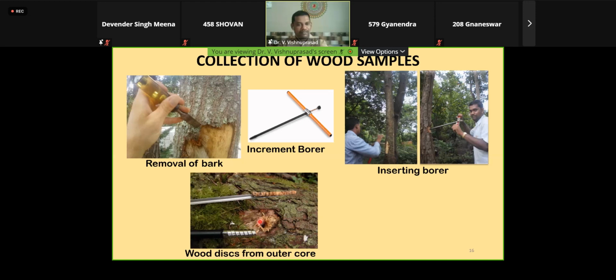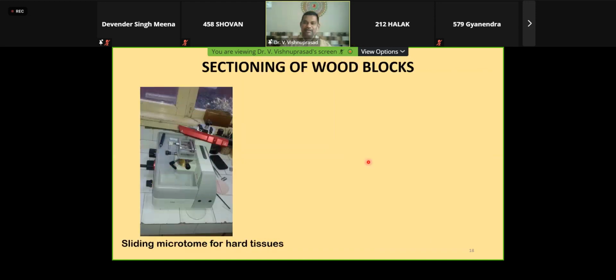Microtome is the instrument which is used for taking sections. There are 2 types of microtomes. One of them is for the hard tissues, like the wood that we are seeing. The other one is for the soft tissues, maybe for a plant material like a leaf or a petal. That microtome is totally different. Here we'll focus on wood. That's a microtome for hard tissues. We call it a sliding microtome. This is how it works.